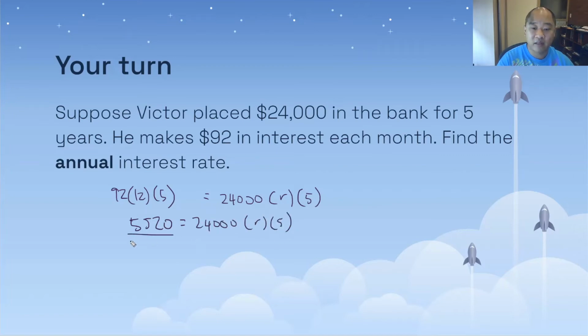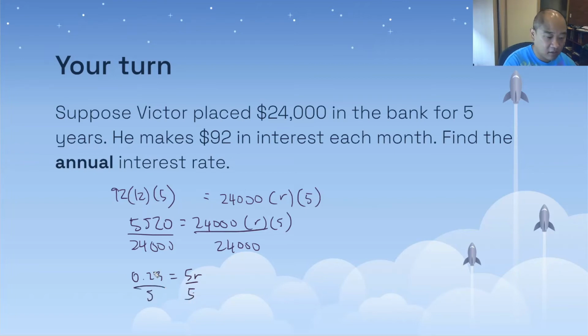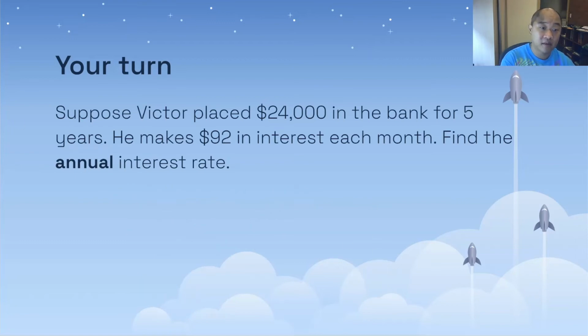Then we divide this by 24,000, and then we divide it by 5. So that's 0.23 equals 5R. Then divide by 5. That's 0.046, which is 4.6% interest, which is amazing. That's a huge interest rate. If you could get 4.6% from the bank, then do it, because it's guaranteed money. You're making that much money.